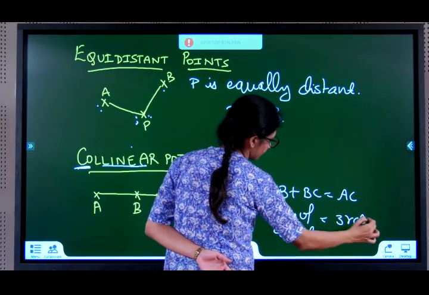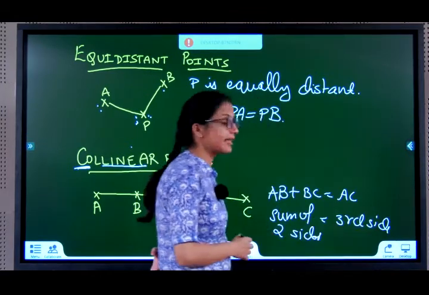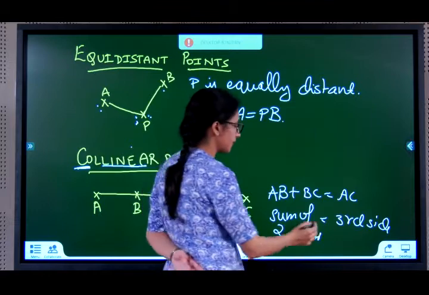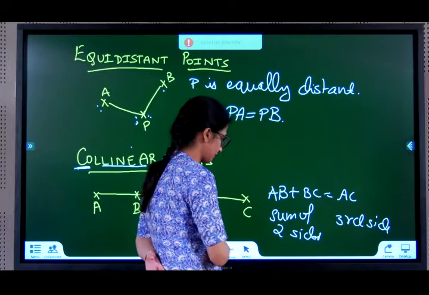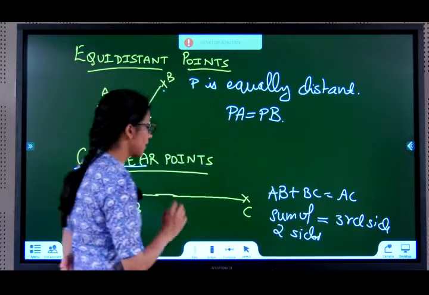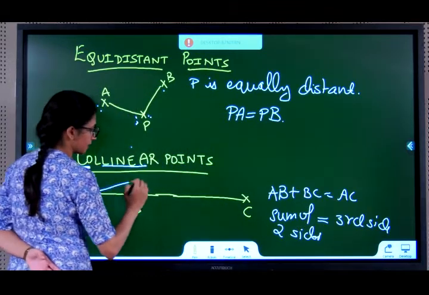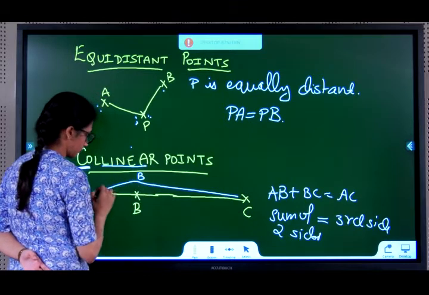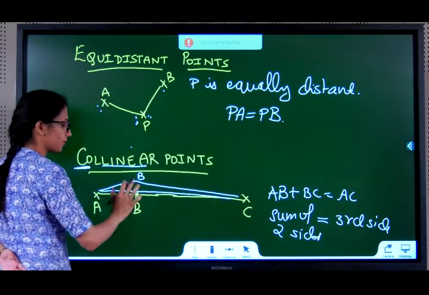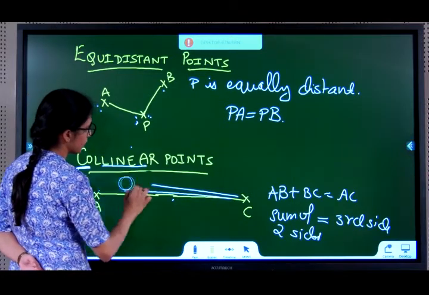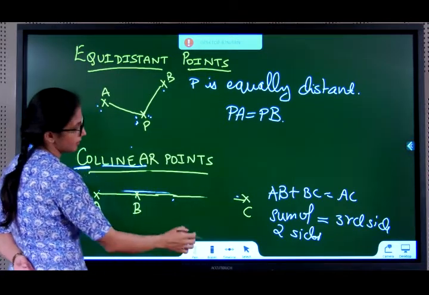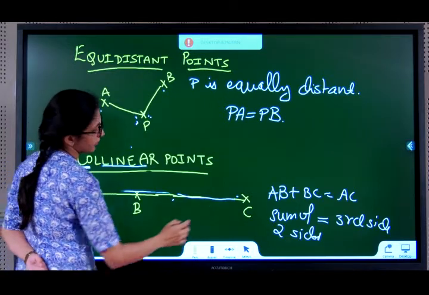third side. Ma'am, isn't this the same as a triangle? No. In a triangle, the sum of two sides is greater than the third side. In this, the sum of two sides is equal to the third side. If the sum of two sides were greater than the third side, B would be here. It would form a triangle. The sum of two sides becomes greater than the third side. So if it is equal, then it is collinear points.